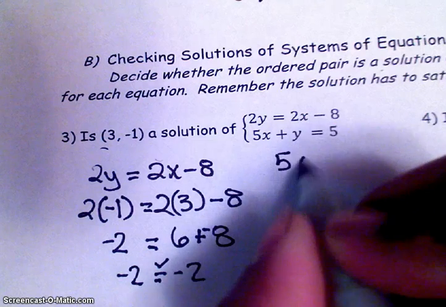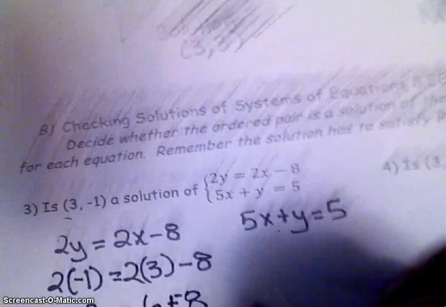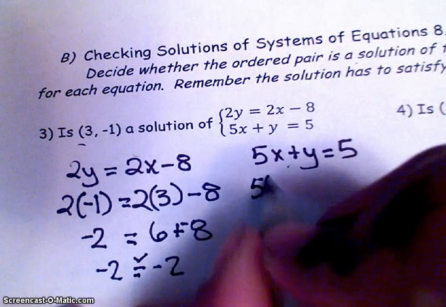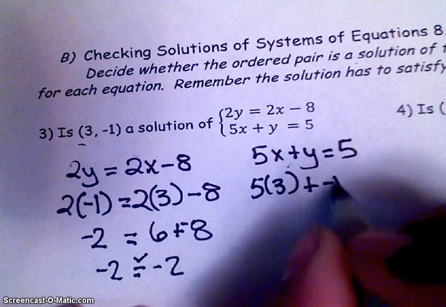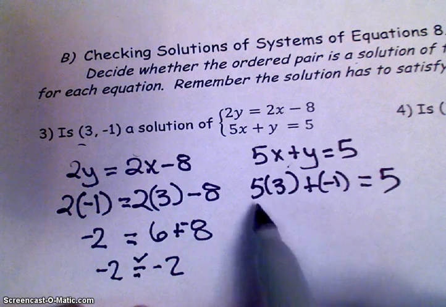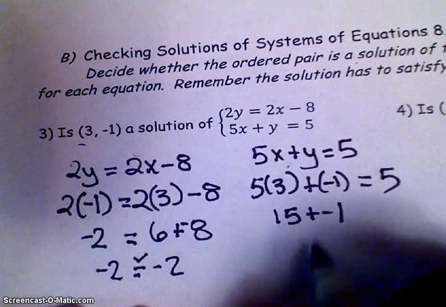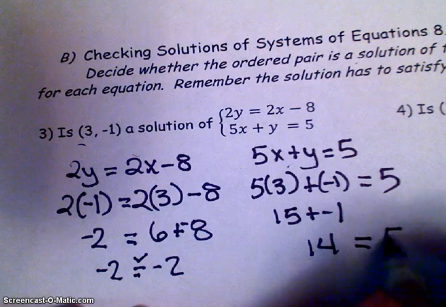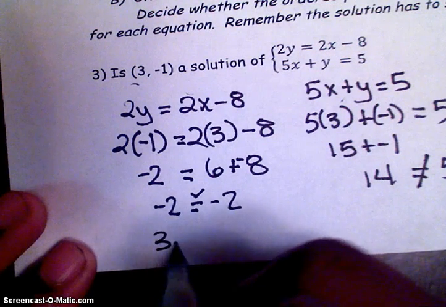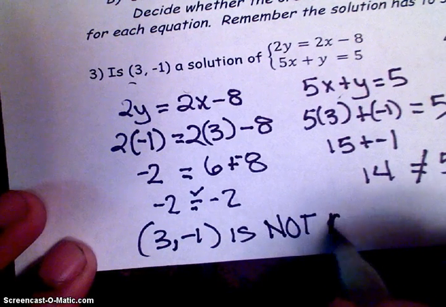So I'm going to write 5x plus y equals 5. Then I'm going to substitute in 3 for x and a negative 1 for y. Does that really equal 5? Well, let's simplify this side. 5 times 3 is 15 plus a negative 1. 15 plus a negative 1 is 14. Well, 14 does not equal 5. So therefore, 3, negative 1 is not a solution.